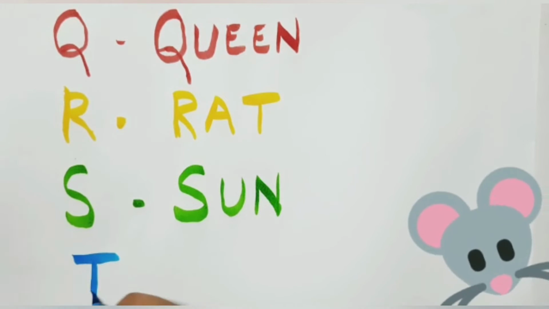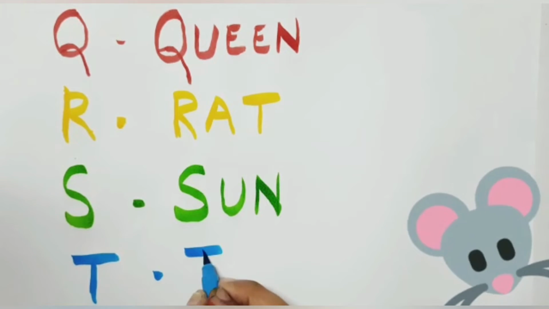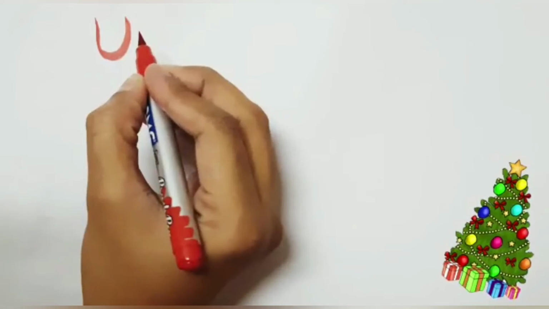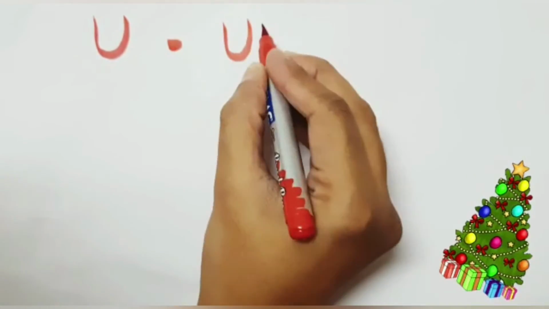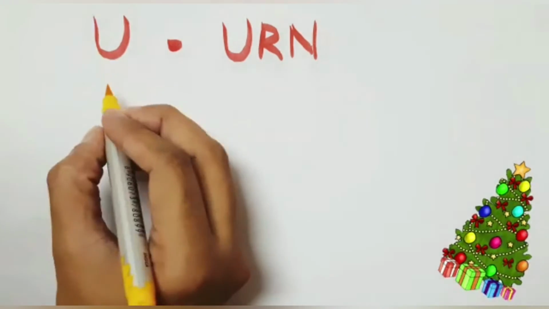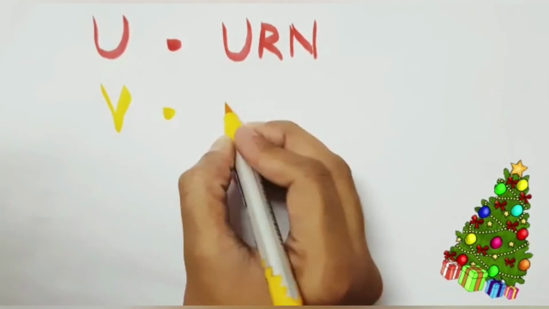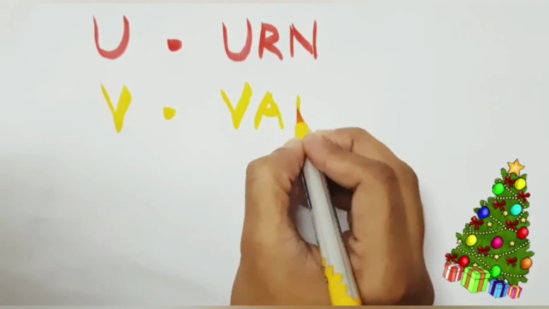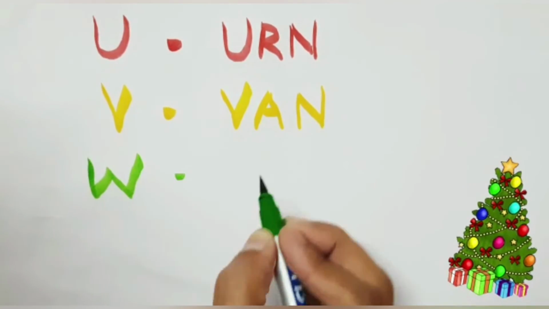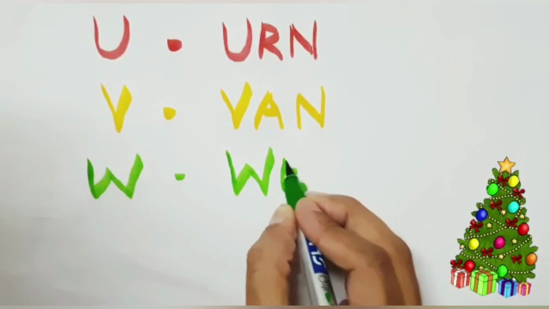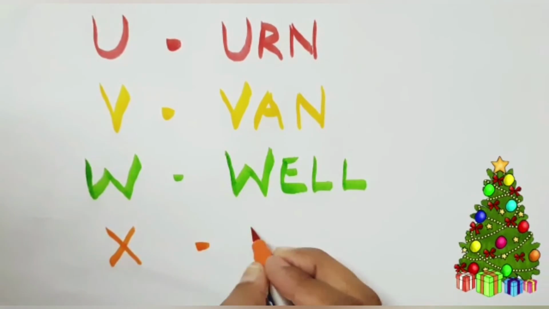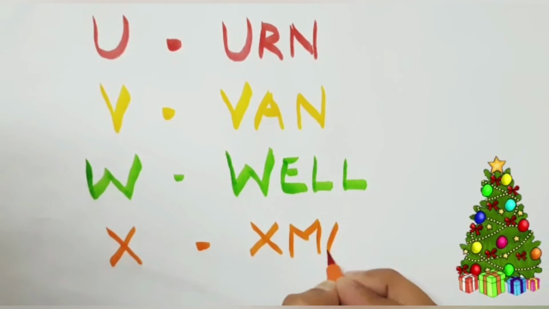T, T for tie, T I E, tie. U is for urn, U R N, urn. V is for van, V A N, van. W is for well, W E L L. X is for Xmas, X M A S.